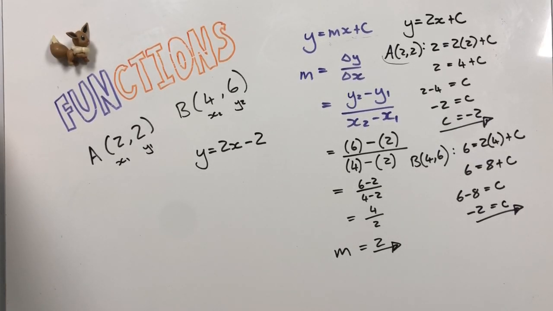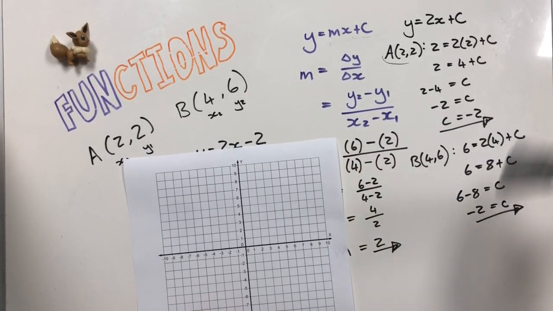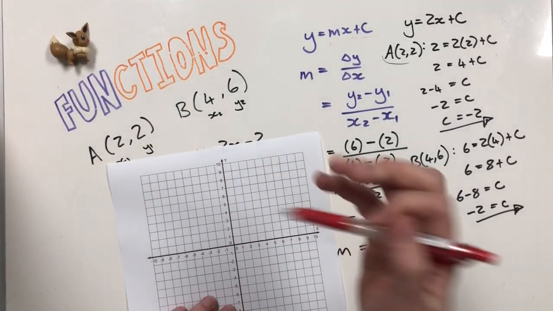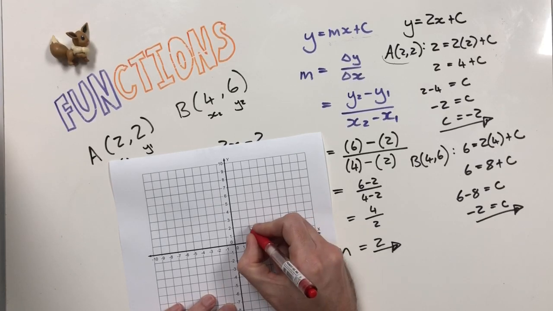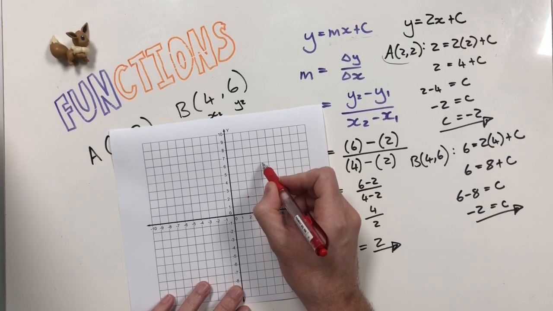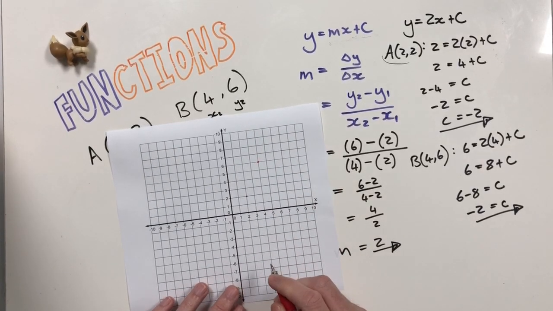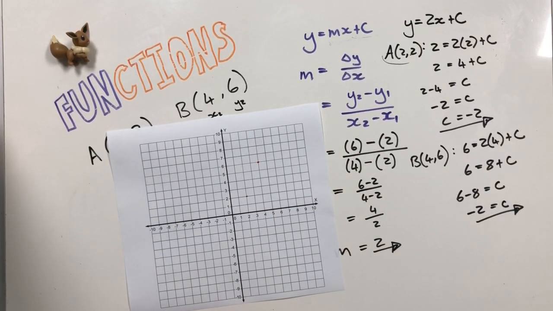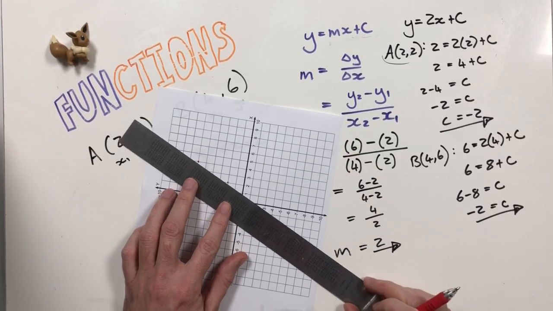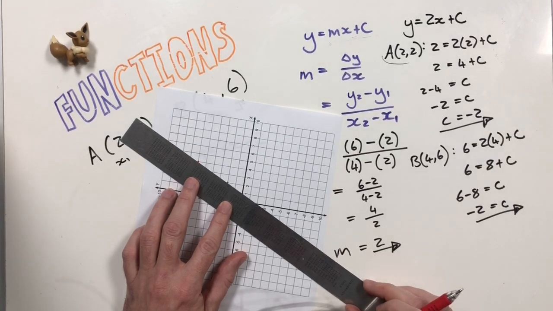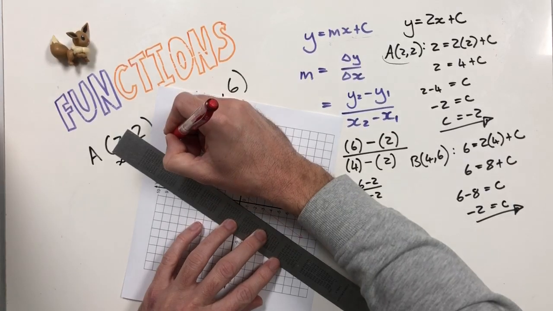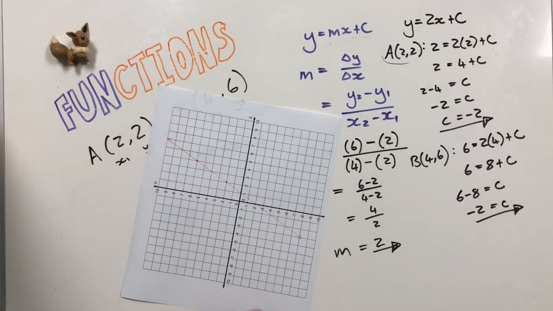Okay, so graphically, yes, we can check if that's true. So if I make the point A 2, 2, and if I take B 4 and 6, and I go there, then we can draw the line. Draw the line, and there's two things we can check now. We can check whether our gradient was correct, and we can check whether our y-intercept was correct.